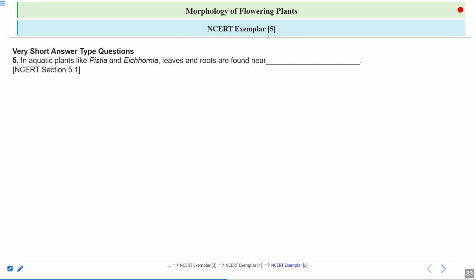Next question. In aquatic plants like Pistia and Eichhornia, where are the leaves and roots found? These are some of the aquatic plants, Pistia and Eichhornia. So let us see the answer.